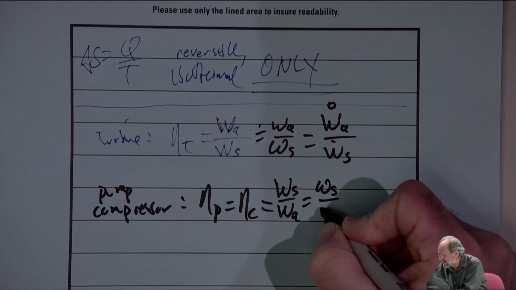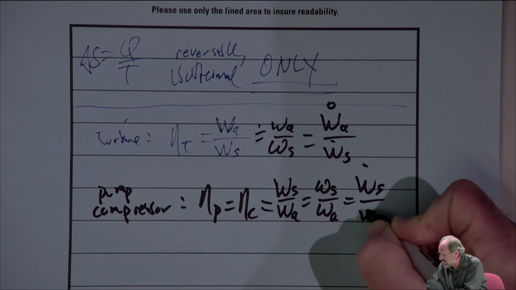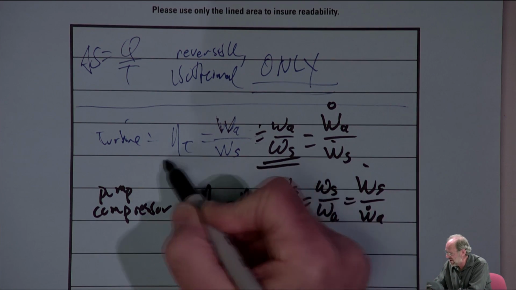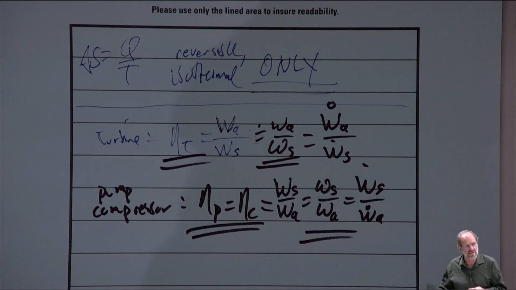Again, this could be work per unit mass. It could be work per unit time, which we call power. They're all just different versions of exactly the same relationship. Most of the time, we're going to use a relationship that involves the work per unit mass. Okay, it's going to be the easiest for us. That's generally what we're going to be utilizing in this class.